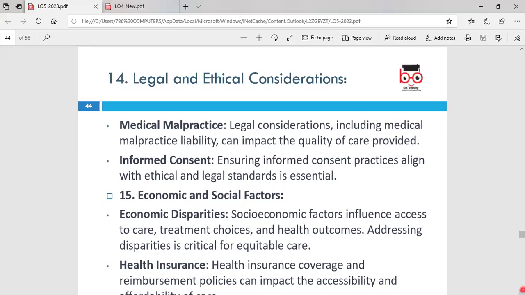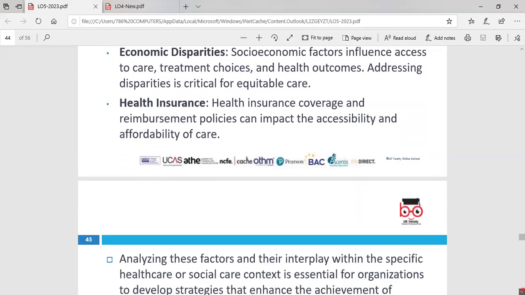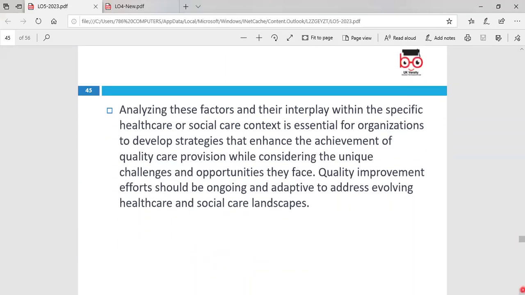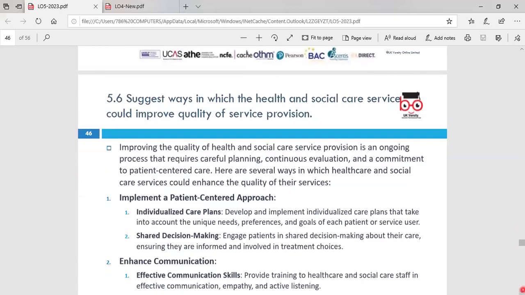Economic disparities, we've talked about these. Health insurance is very important. So people should be aware of the fact that they can be insured, and they should have the accessibility and affordability of care, and the amount that they need to spend should not be a barrier between themselves and the health that they require. These factors are very important, and they are all interconnected, and it is essential for organizations to understand these factors, just because they require quality improvement in all their processes and procedures.